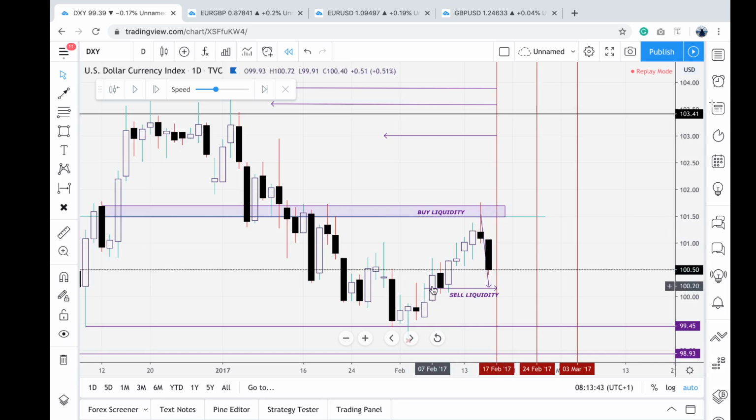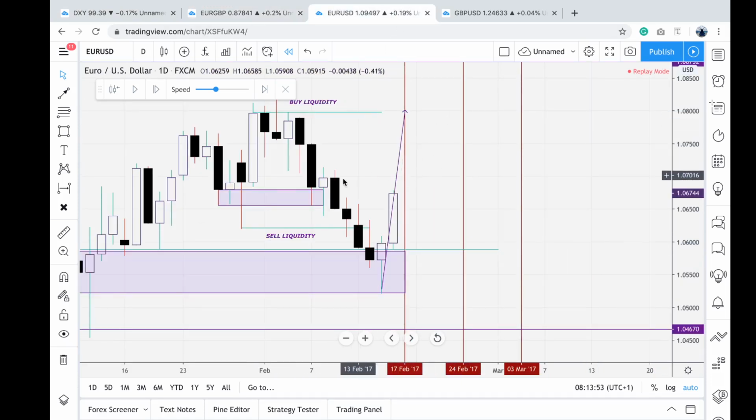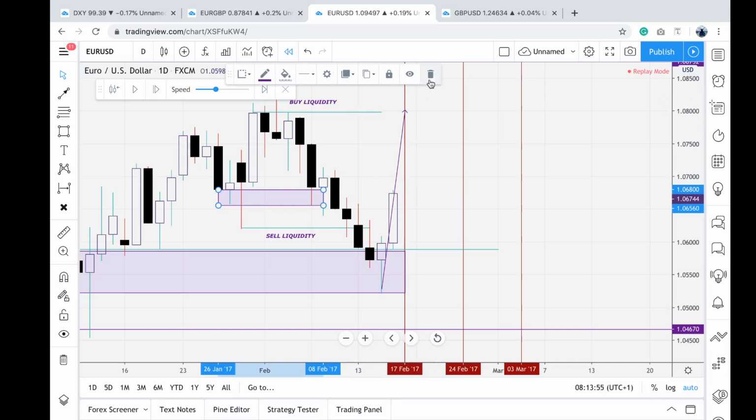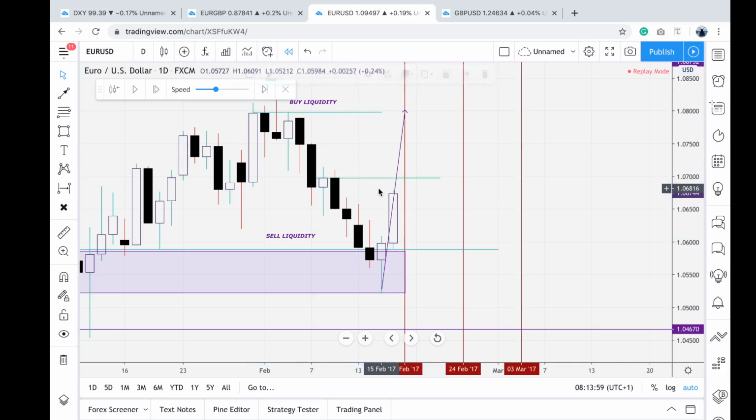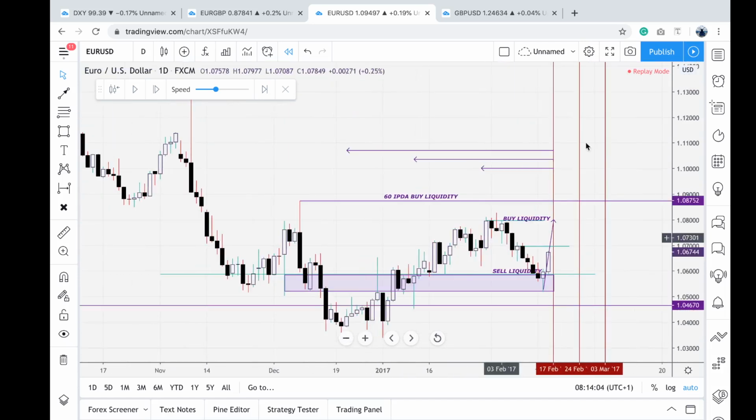On Euro Pound, it looks like price is going up to this level, but this is a Friday, so we don't necessarily have to trade Euro Pound. On Euro Dollar, we're going to hold our swing, and the level for potential first take profit would be this level, the 20-day IPD high resting off that level.